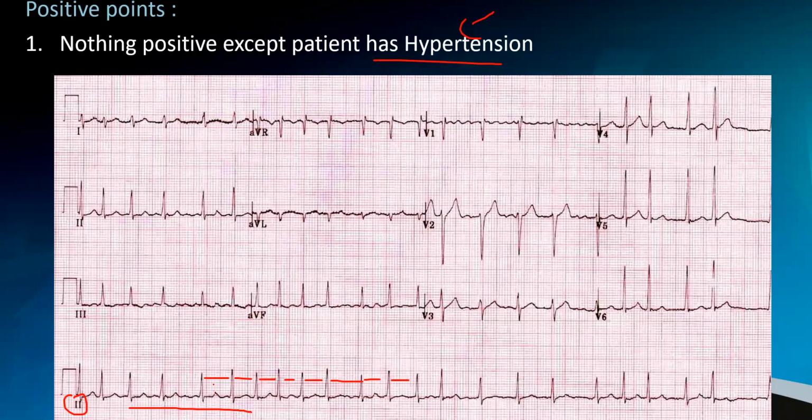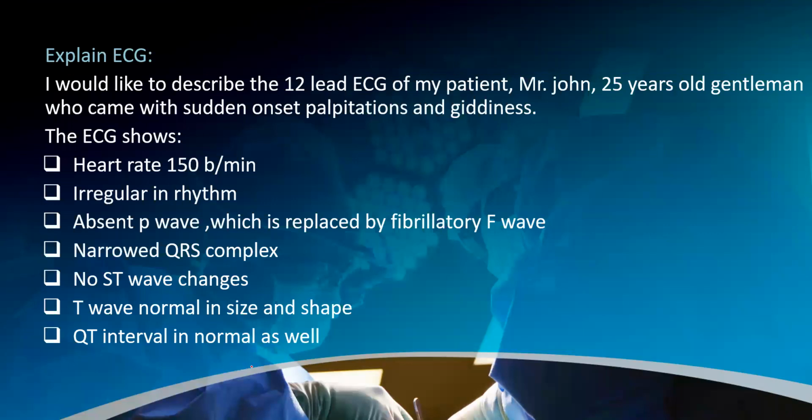How can you be more confirmed? You can look at the P wave. There is no P wave, you will be able to find out. The P wave here will be replaced by some fibrillatory wave like this. This is the T wave that you are seeing. T wave is normal. So there is no P wave. How do you explain this ECG?